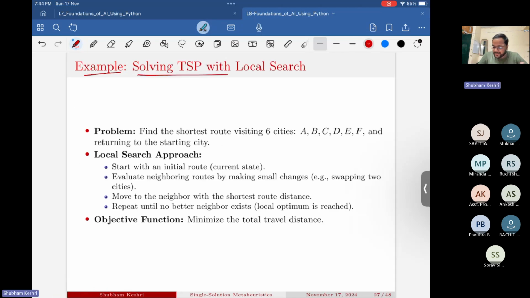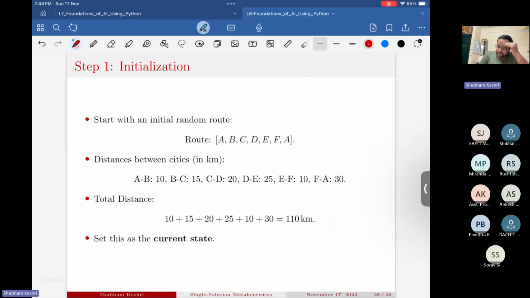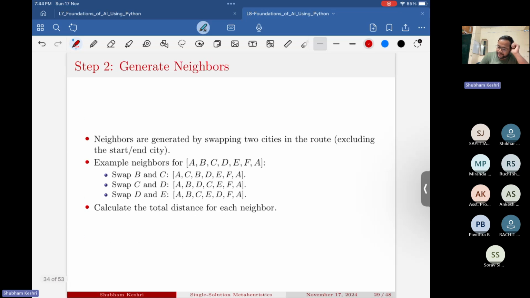So yes, traveling salesman problem. I have given one example of the traveling salesman problem. We are doing local search, and we are doing two swap. We are starting with A, B, C, D, E, F, and we are just swapping. Over here the representation has A at the end; you can just ignore it, it doesn't matter. So you can swap B and C, then C and D, then D and E, and you are creating a swap neighborhood.